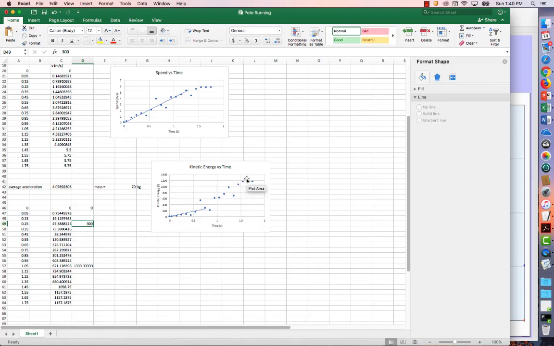And then, of course, at the very end, I could see that my power is 0 if I'm not increasing my speed. And if I started to slow down, my power would be negative. I would be taking kinetic energy away from my body.